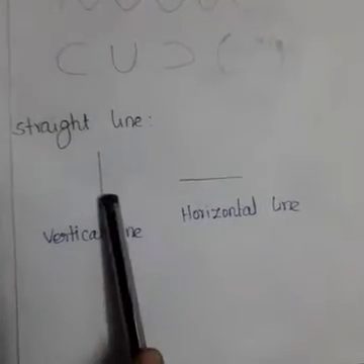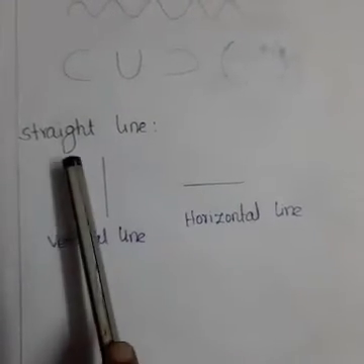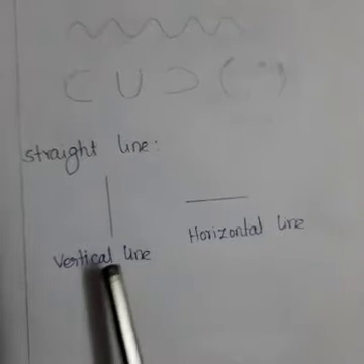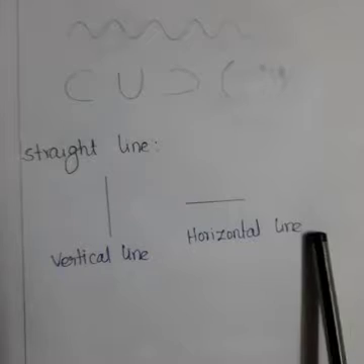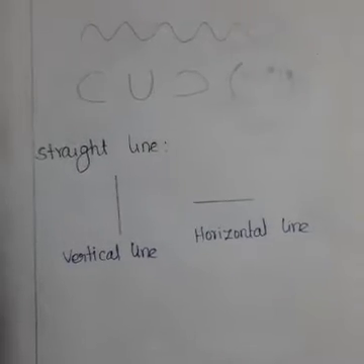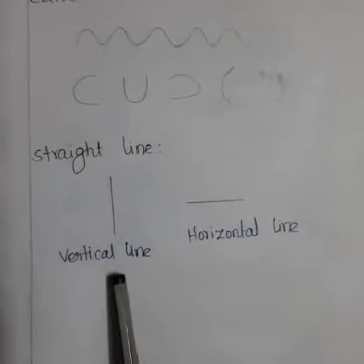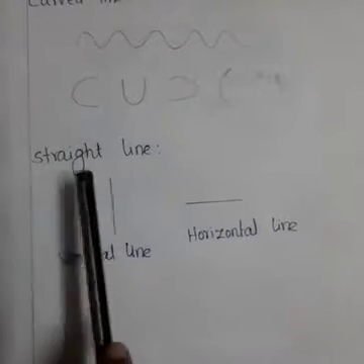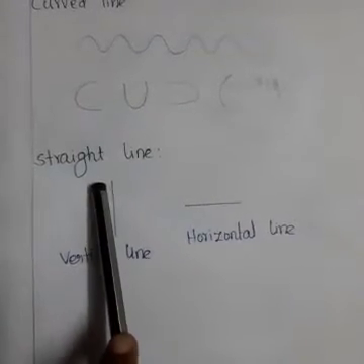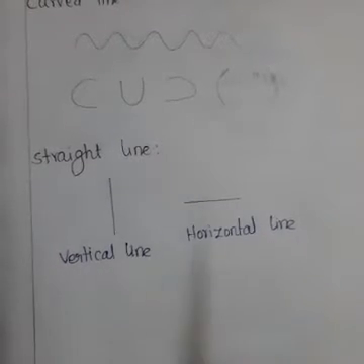Straight lines. Students, see these lines? This is straight lines. First one vertical line, second one horizontal line. There are two types of straight line. Vertical line, second one horizontal line. How many types of straight line? Very good. Two types of straight line.